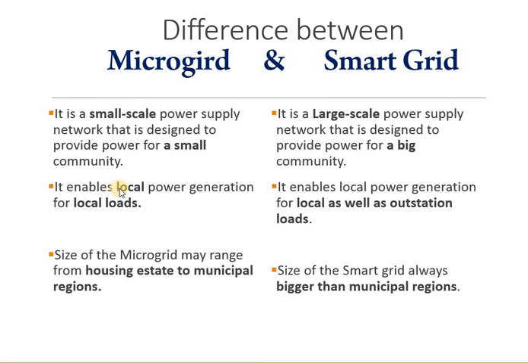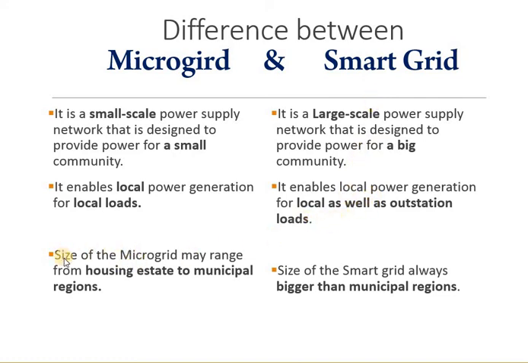Second point, a microgrid enables local power generation for local loads. That was the basic architecture of our microgrid, where we had seen local power generation with the help of renewable energy resources, which can be utilized for the local loads with the help of various energy storage systems. Whereas a smart grid enables local power generation for local as well as outstation loads. So not only local but outstation loads can also be supplied with the help of a smart grid.